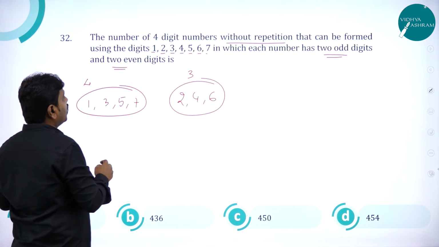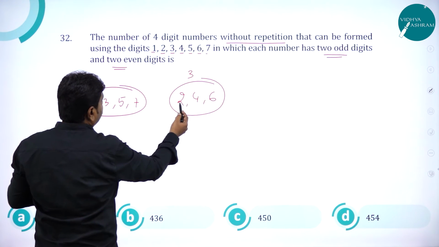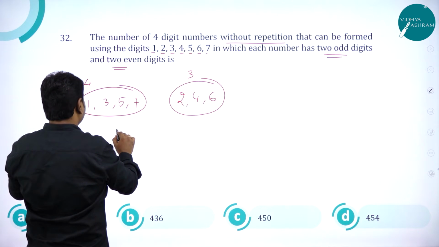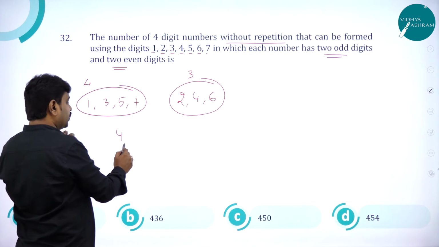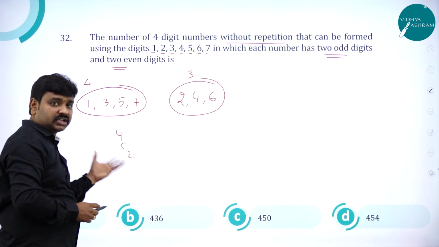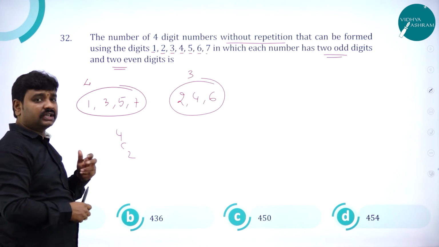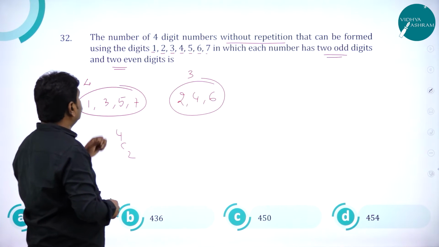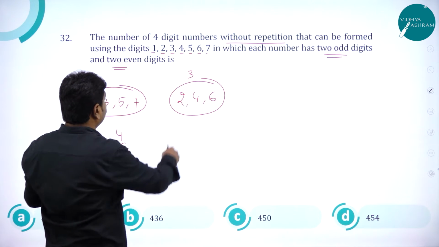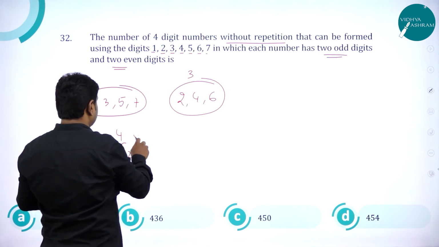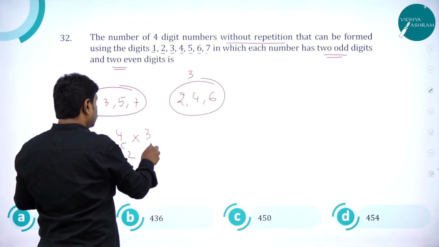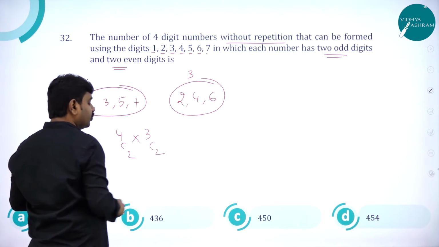So 2 from odd, how many odd are there? 1, 2, 3, 4. Out of 4, if you have to select 2, selection means combination, 4C2. All of you know the meaning of nCr: out of n, select r things. And they want 2 even digits, so I have to pick from these 3. Out of 3, 2 can be picked in 3C2 ways.